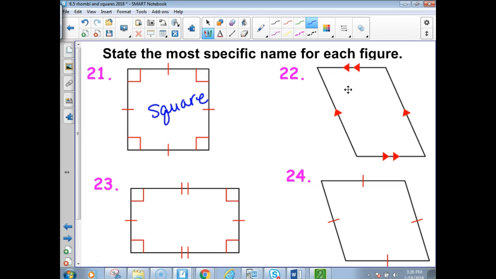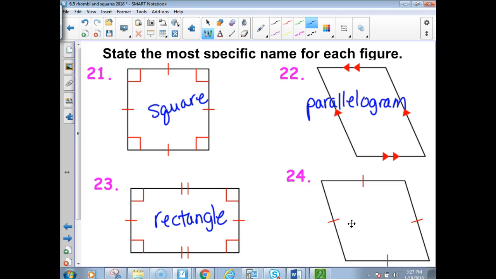Now, 22. What's the best you can call it? Can you call that a rectangle? No. You have just 2 pair of opposite sides that are parallel. So this is simply a parallelogram. One day we're going to have a quick quiz and ask you to name the shapes by all the names possible. 23, what does this have to be? Can you call it a square? No, but you can call it a rectangle. That's the most specific. You could call it a parallelogram too, but it's most specifically a rectangle.